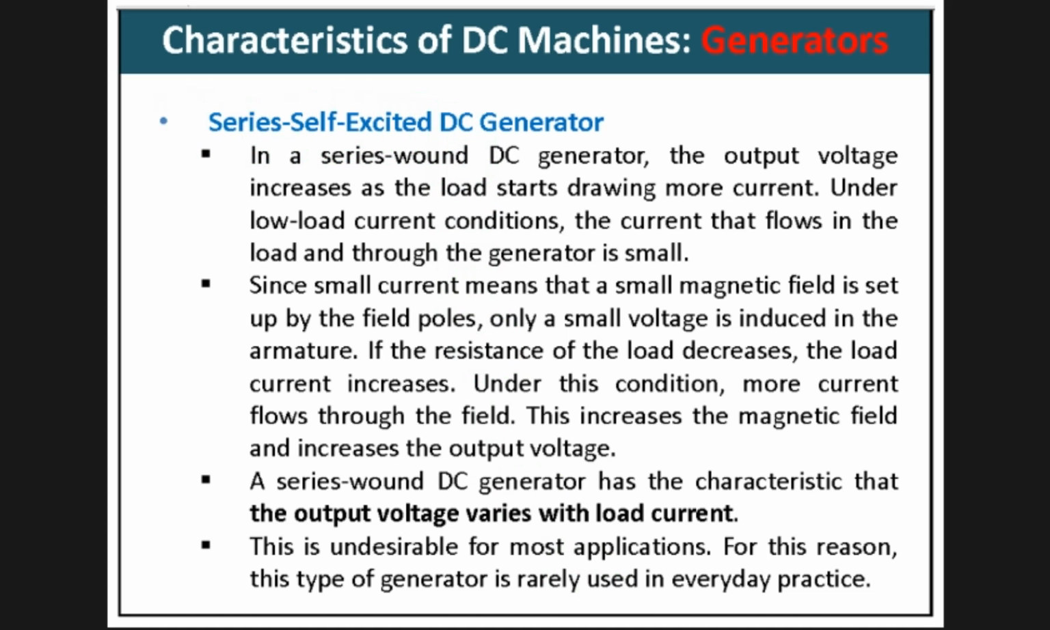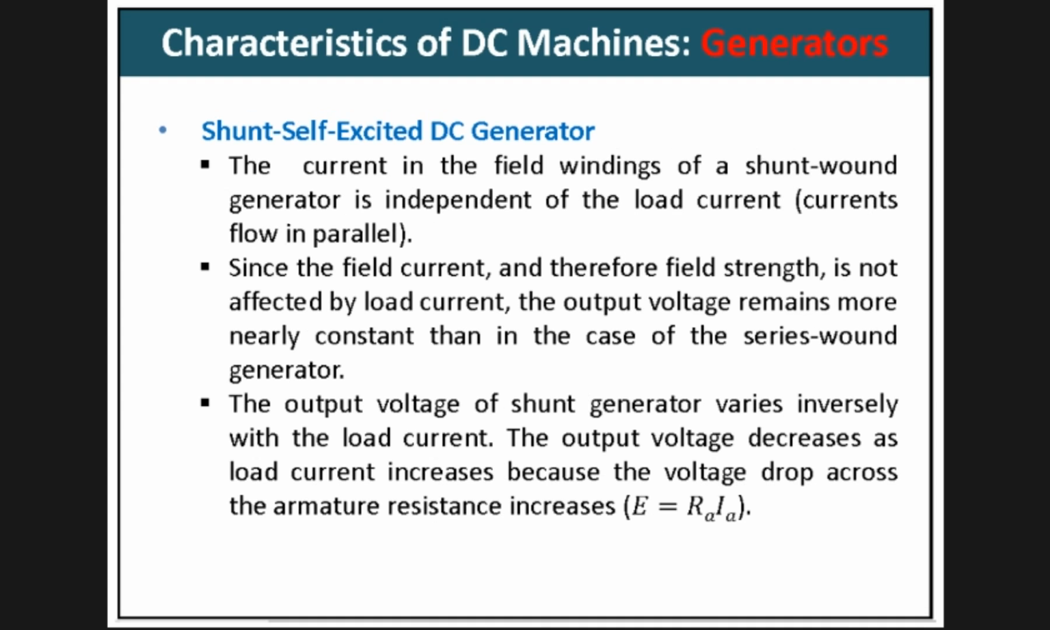Now if we talk about the shunt self-excited DC generator, the current in the field winding of a shunt wound generator is independent of the load current, because they are two different parts. The field current, and therefore the field strength, is not affected by the load current. The output voltage remains more nearly constant than in the case of the series wound generator. Therefore, the output voltage of a shunt generator varies inversely with the load current.